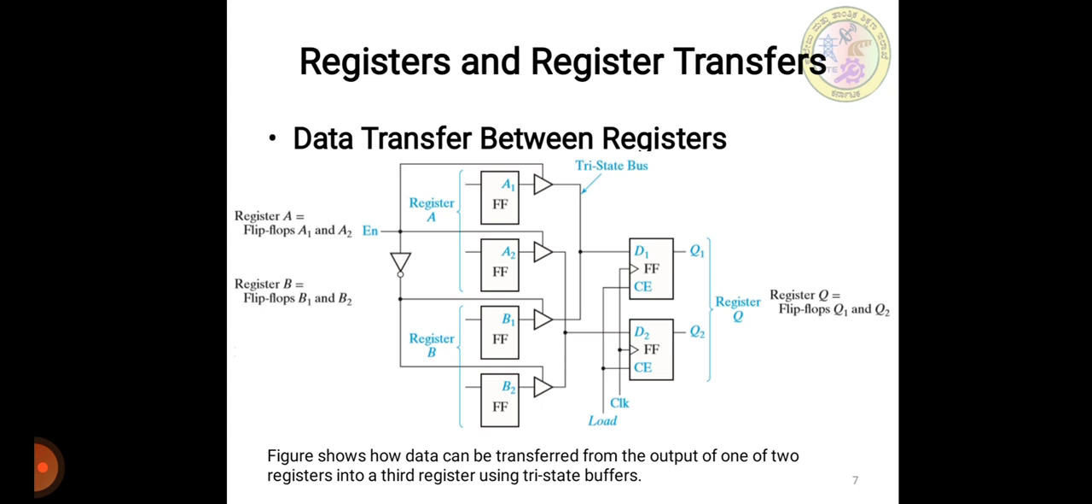So you can see here, if enable is equal to 1 and load is equal to 1, the output of register A is enabled onto the tri-state bus and the data in register A will be stored in Q after the rising edge of the clock. If enable is equal to 0 and load is equal to 1, the output of register B will be enabled onto the tri-state bus and stored in Q after the rising edge of the clock.